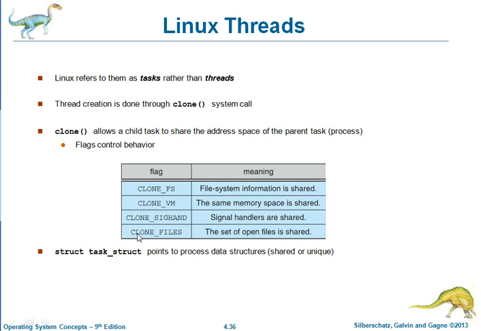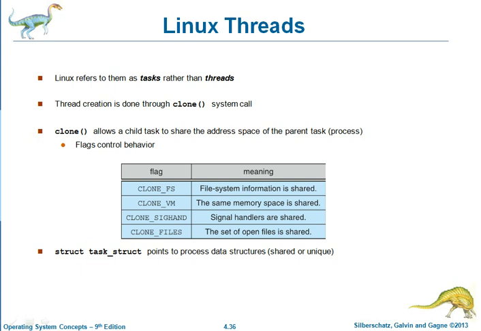Then the parent and child task will share the same file system information, such as the current working directory, the same memory space, the same signal handlers, and the same set of open files. Using the clone system call in this fashion is equivalent to creating a thread, since the parent task shares most of its resources with its child task. However, if none of these flags is set when clone is invoked, no sharing takes place, resulting in functionality similar to that provided by the fork system call.